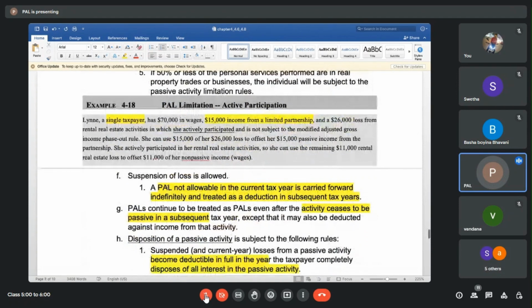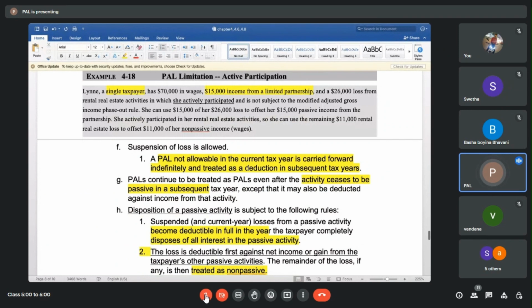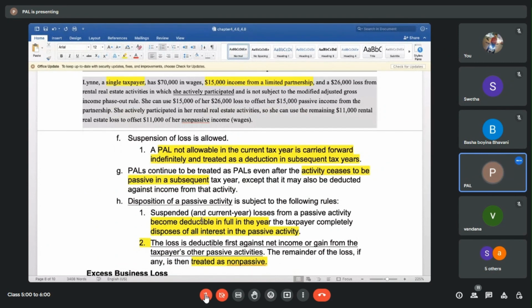All these losses which are not allowed can be carried forward to a subsequent tax year. It can be applied to next years and treated as a deduction in the next year. But there is an exception.